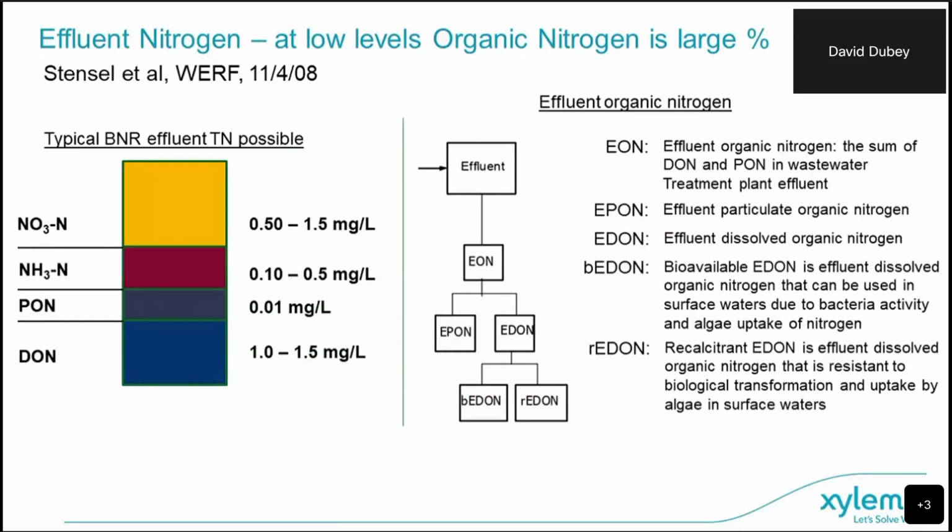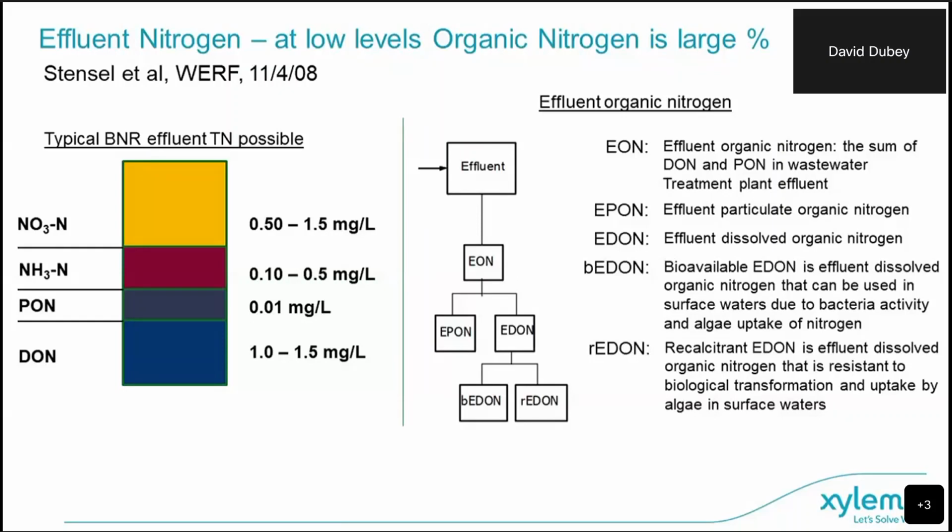So the effluent nitrogen at low levels, organic nitrogen ends up being a large portion of our total nitrogen in our effluent. So if we get down to, I said in the previous slide, 0.9 and 0.1 or thereabouts, we still are going to have the particulate organic nitrogen to worry about and the dissolved organic nitrogen. So particulate organic nitrogen, we can use a filter, either a sand or a disc filter to filter out, but the dissolved organic nitrogen is just going to flow right through. And that's probably the hardest part.